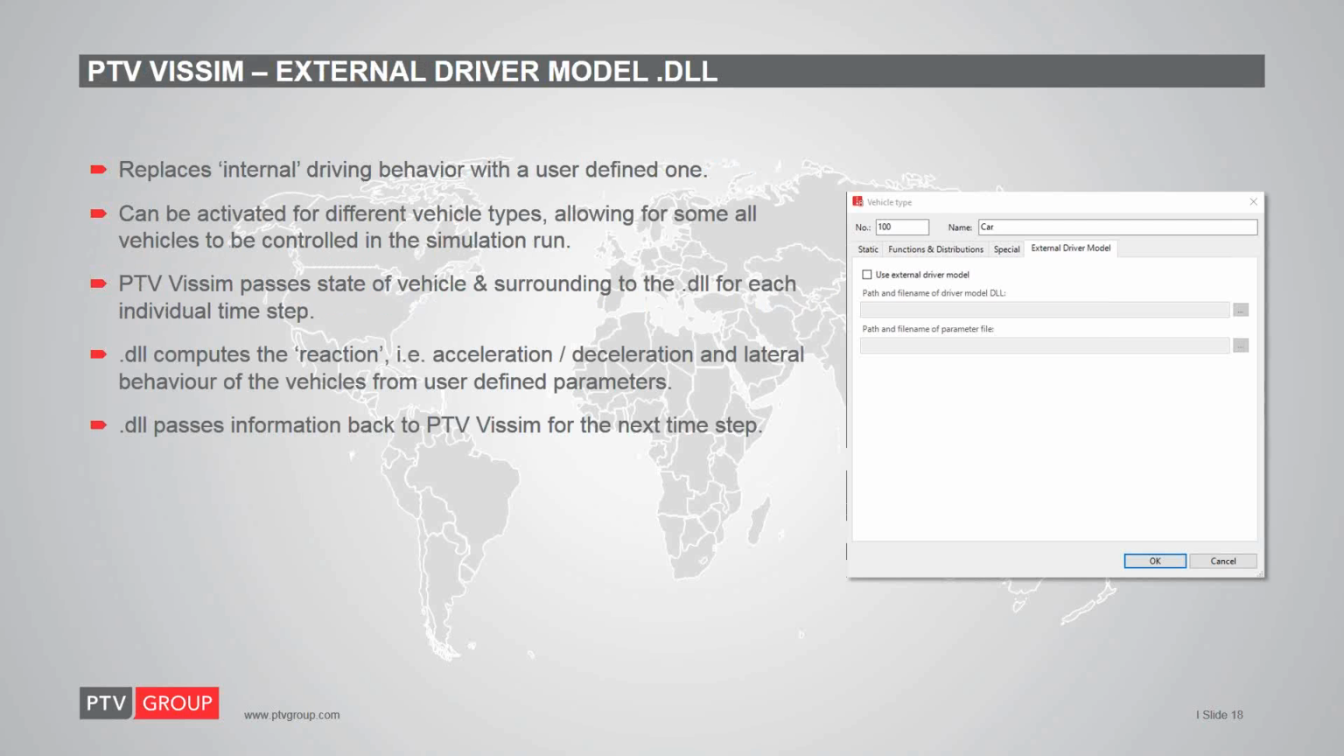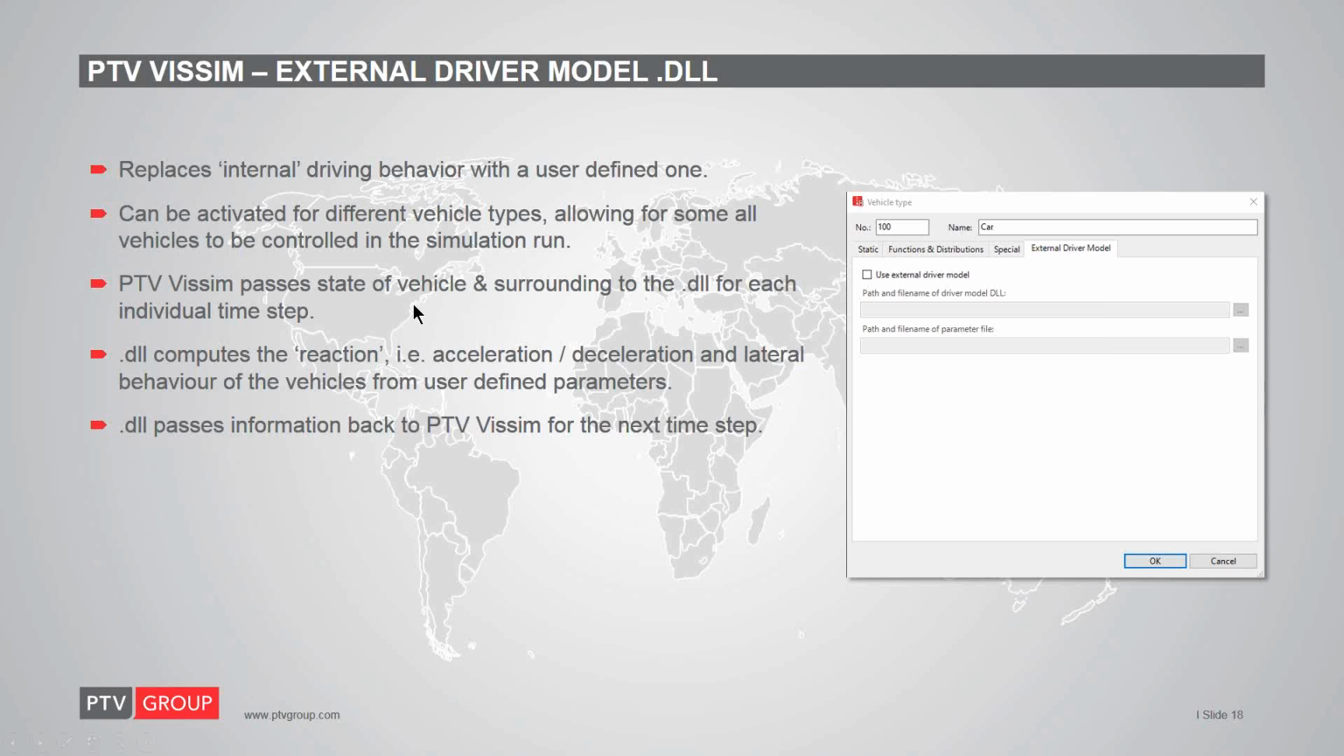If you want to have your own algorithms, all the examples make use of the internal driving behavior, which is very flexible, where you have lots of parameters to adjust so that it replicates AV behavior. But if you want to have your own car following model applied in the simulation, this is also possible using the external driver model. It replaces the internal driving behavior with a user-defined one. It can be activated for different vehicle types, so you don't have to control all vehicles. You can select which vehicles you want to control.